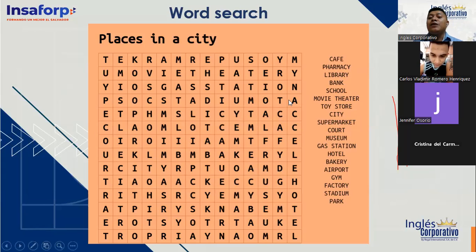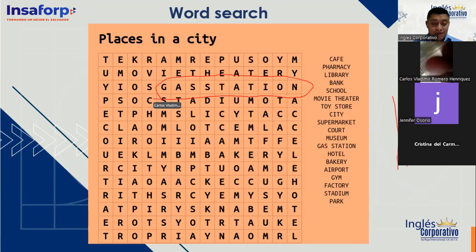I have here this vocabulary. I have cafe, pharmacy, library, bank, school, movie theater, toy store, city, supermarket, court, museum, gas station, hotel, bakery, airport, gym, factory, stadium, and park. So how many can you find in this word search?